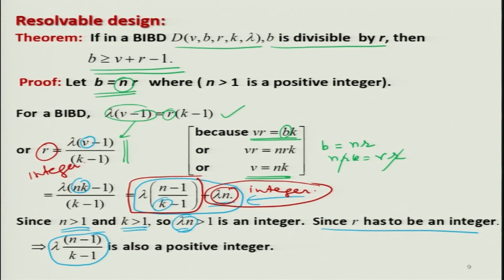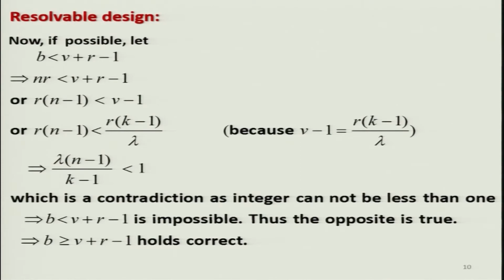So, we just assume its opposite, and if possible we assume that B is less than V plus R minus 1. Now, since you have assumed that B is equal to NR, I write B as NR, and so this becomes NR is less than V plus R minus 1. If you simplify, with R on this side, this will become R into N minus 1 is less than V minus 1.